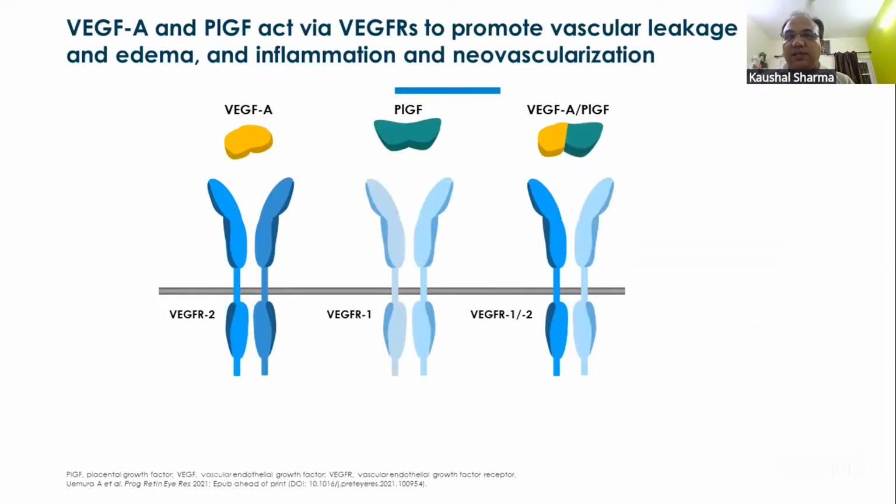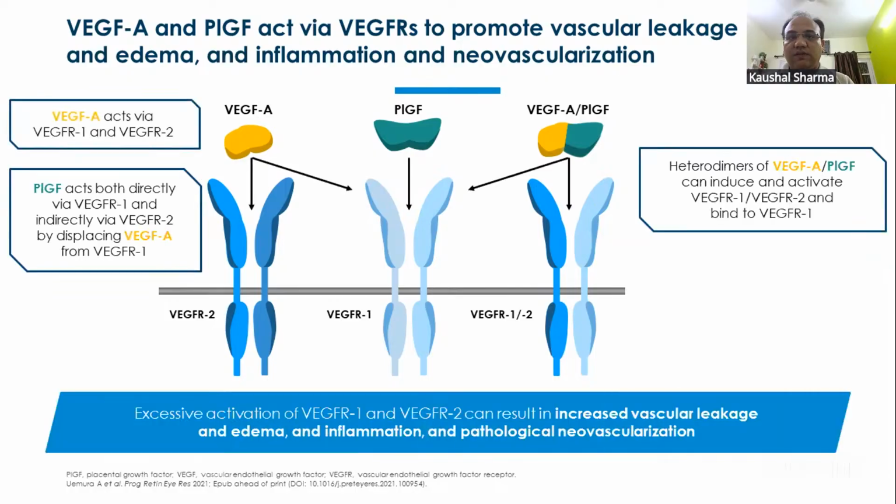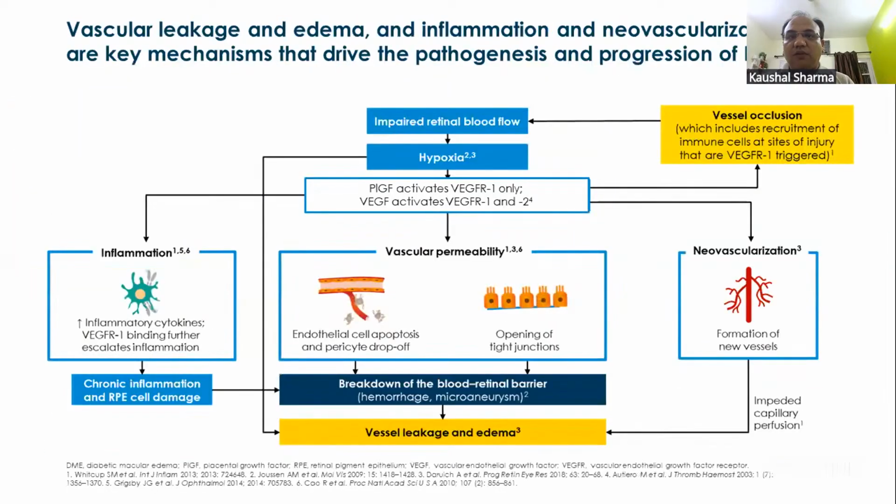VEGF-A and PlGF act via VEGFRs to promote vascular leakage, edema, inflammation and neovascularization. Next. VEGF-A, vascular leakage, edema, inflammation and neovascularization are the key mechanisms that drive the pathogenesis and prognosis of DME.